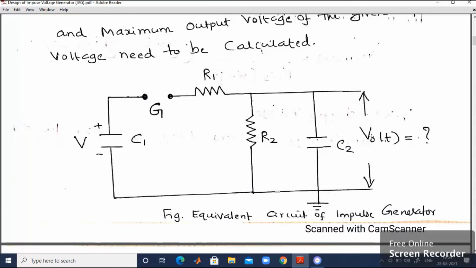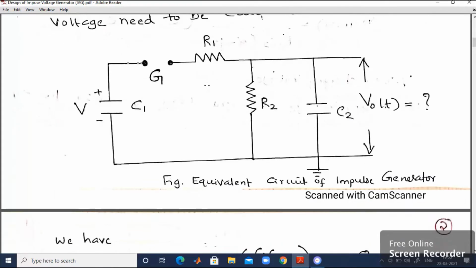We should calculate the maximum output voltage which can be produced by the impulse generator. That is represented by V naught of t, as a function of time. So our ultimate goal in this design is R1, R2 and V naught. That is our ultimate goal. So we have noted down all the given data.